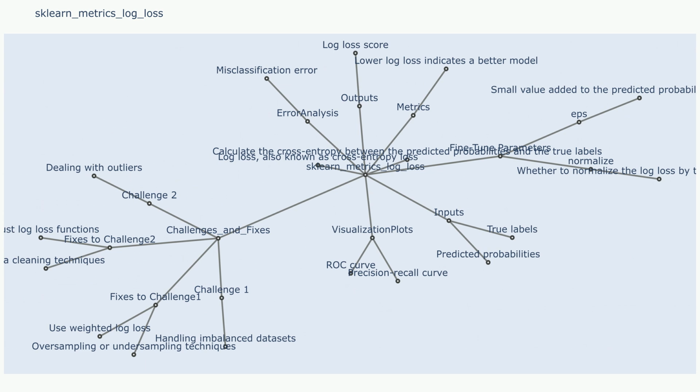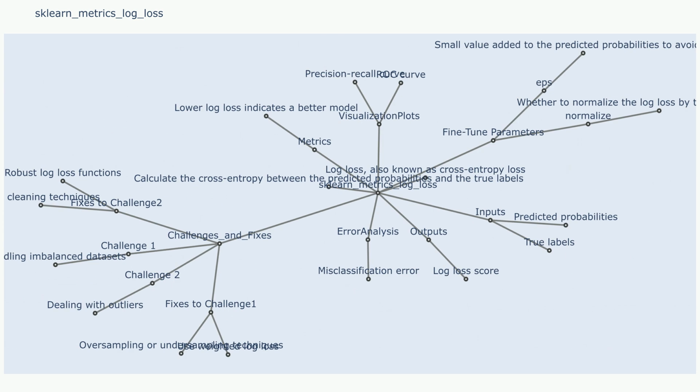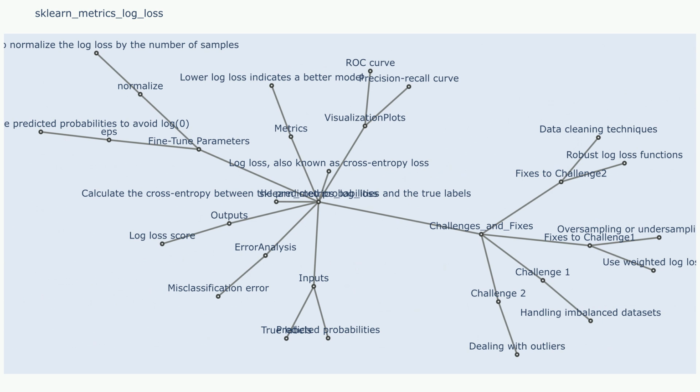Metrics: log loss is a metric that measures the performance of a classification model. It is a measure of the difference between the predicted probabilities and the actual true labels. Lower log loss values indicate better model performance.